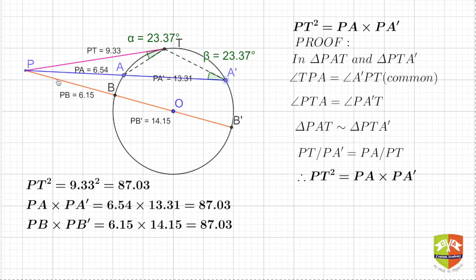Once again, any tangent PT squared will be equal to PA times PA dash, where AA dash is a chord. If you notice, BB dash is also a chord, though it's a diameter. The diameter is the largest chord, so it will work with diameters as well. Hence PT square will also be equal to PB into PB dash. That's what we saw here. I hope you understood this theorem.